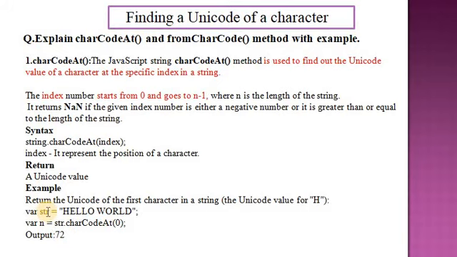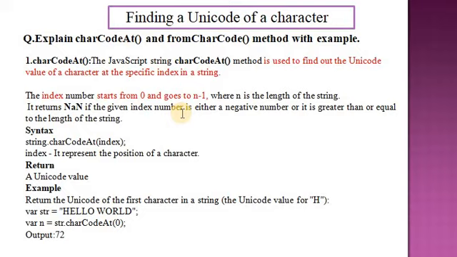Here var str, and str is assigned hello world. And var n, in the n variable the result of str.charCodeAt is stored, so it returns 72, that is the Unicode value of h, because h is placed at the 0th position. Means the charCodeAt method is used to find out the Unicode value of a character at the specified index in a string. Or simply you can say that this function returns the Unicode value of a character at a specified position.